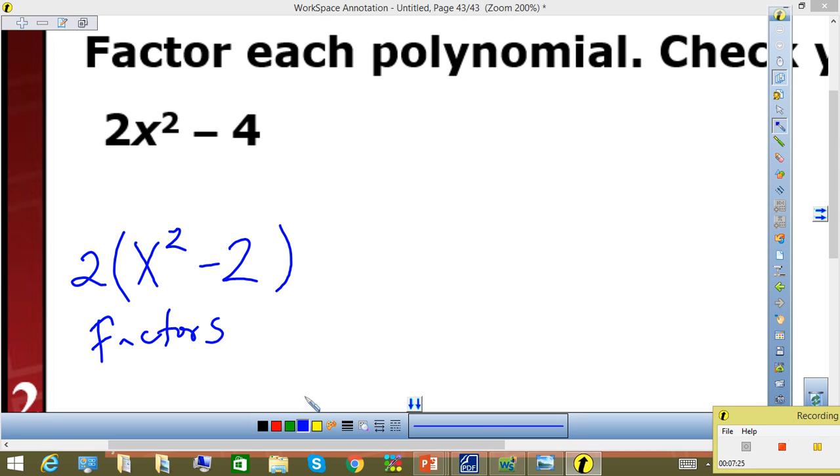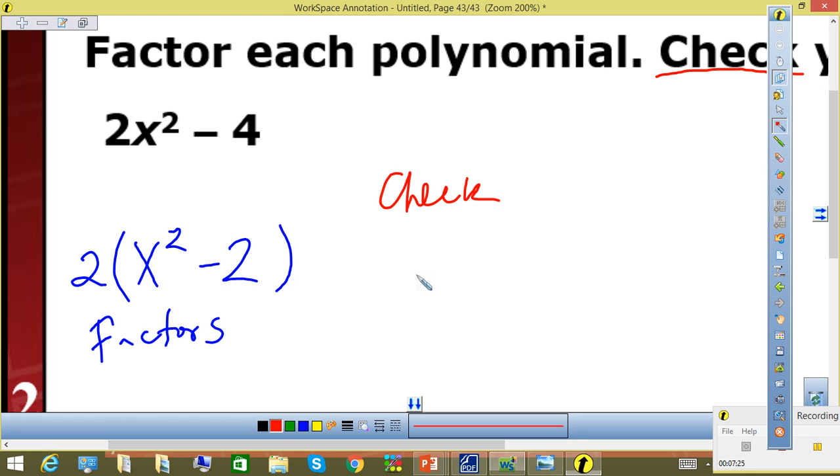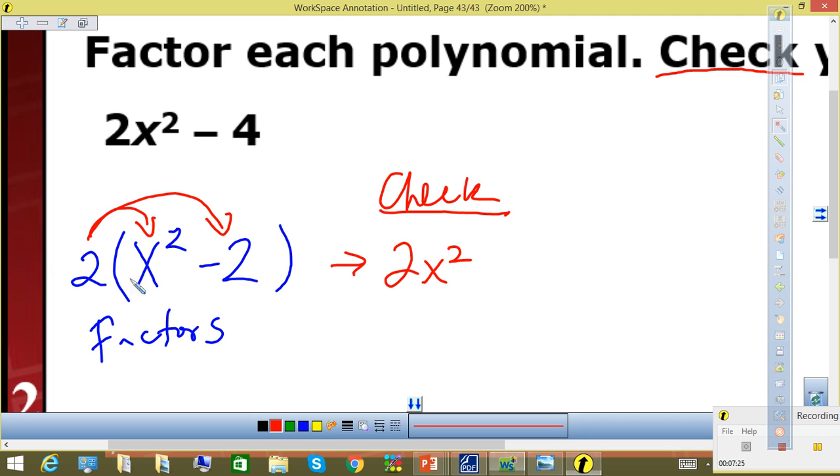All right. However, this says check. And how do we check? Check this out. You distribute. 2 times x squared, that is 2x squared. 2 times negative 2, that's negative 4. Did we get the same thing that we started with? Yes, that is correct.